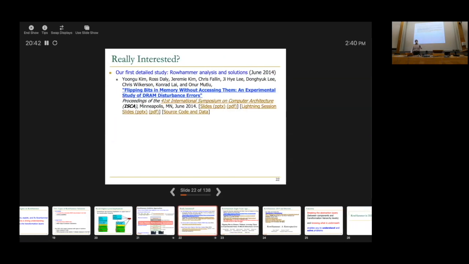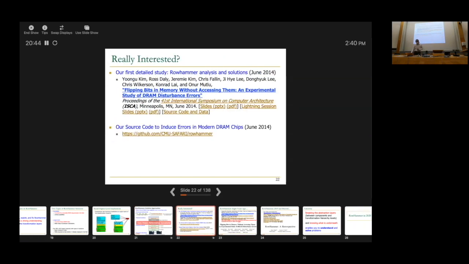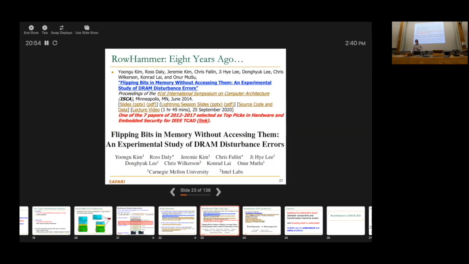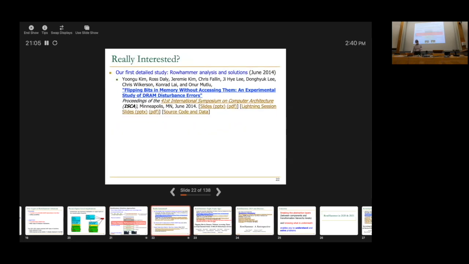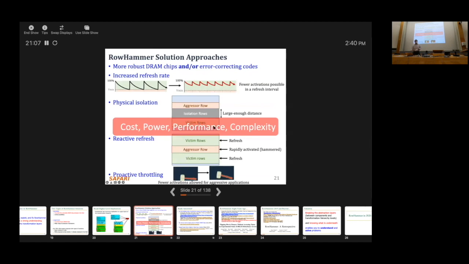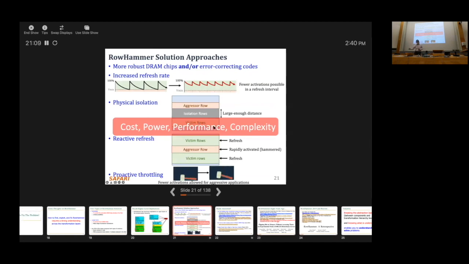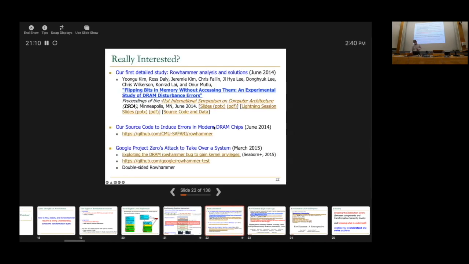Okay, so it's great that we had this discussion. If you're really interested, you can certainly look at our first detailed study, our source code, and then Google improved our source code to make it better. And later, other people improved that source code to make it even better, basically. So this was our paper that introduced the problem 8 years ago. The problem is still not solved, as I will show you. I mean, there are good solutions out in the field, but remember, it's always cost, power, performance, complexity. Where are you in that spectrum, right?